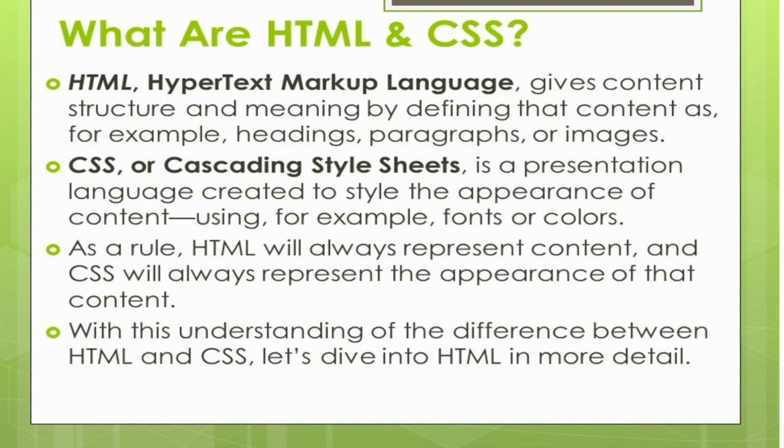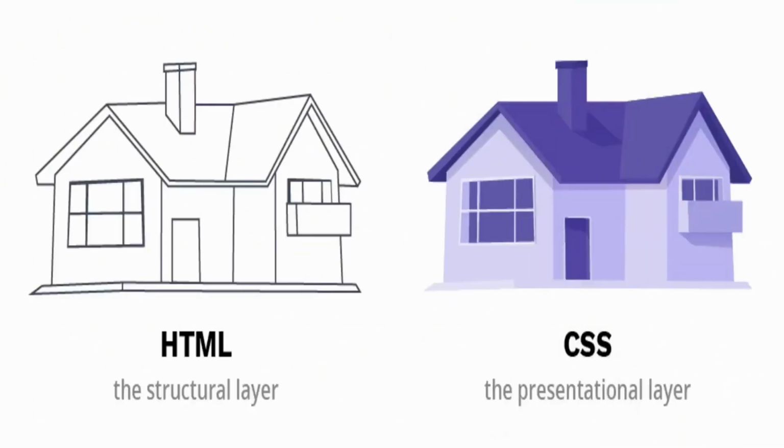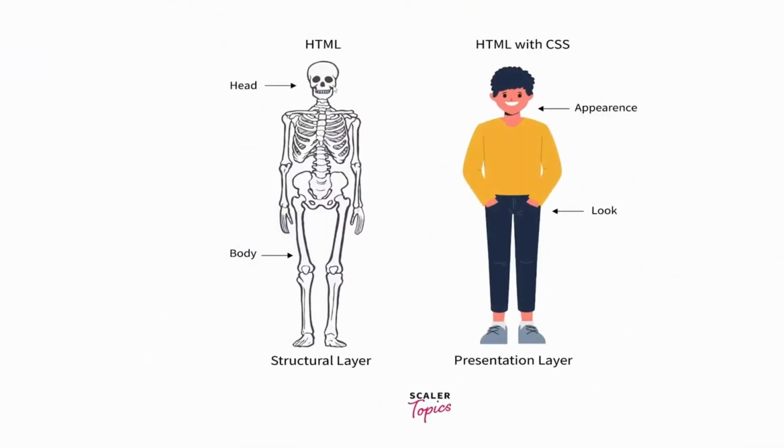CSS is basically what font will be used, what colors will be used, how the shape of the button will be. CSS is so easy and so simple. We'll do a CSS course afterwards, but this one is the HTML course. So HTML is the structural layer and CSS is the presentational layer. HTML has the head tag and body tag, so this is the structural layer, and CSS has appearance and look. How the website page will look depends on CSS.